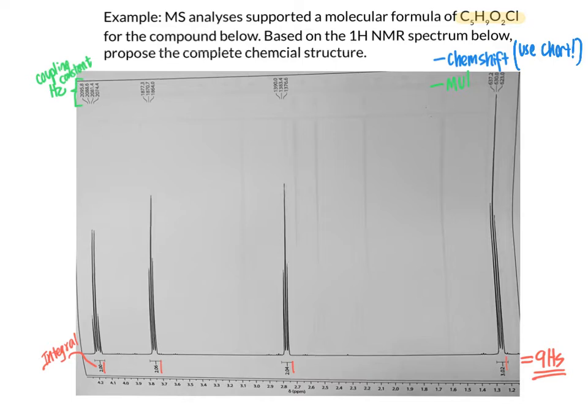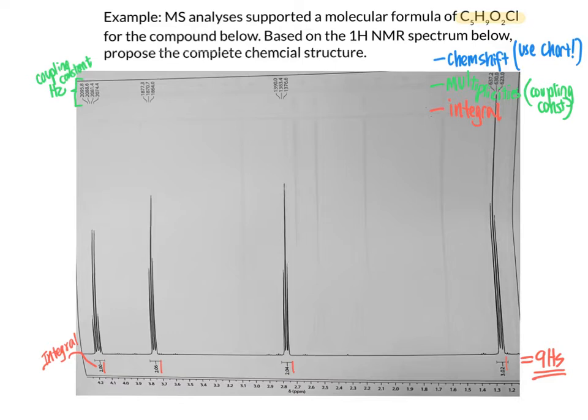And for these multiplicities, we can also look at our coupling constants, those Hertz values up here, and their expected values. And then thirdly, we want to look at the integral values, because the integral values, highlighted in red at the bottom, represent how many hydrogens make up that particular signal. So 2, 2, 2 versus 3.